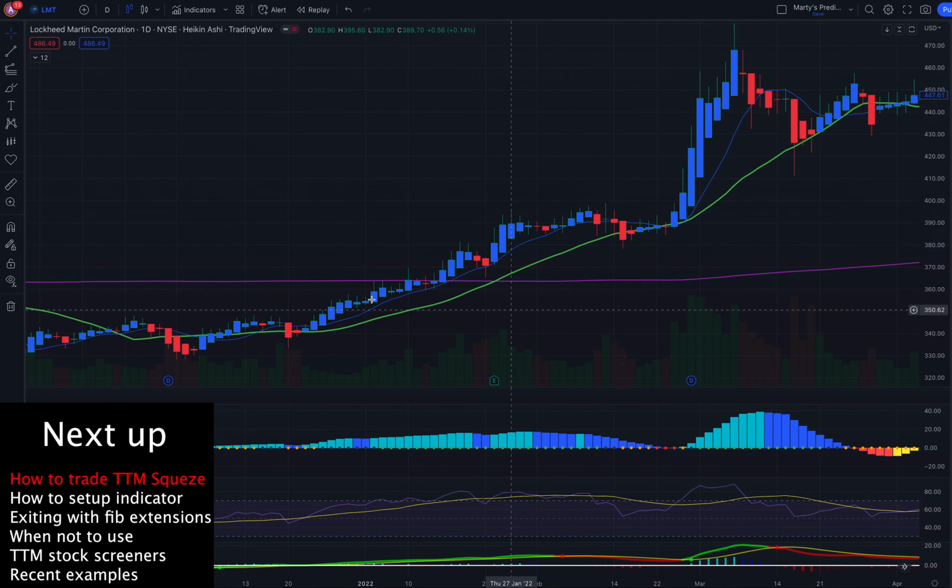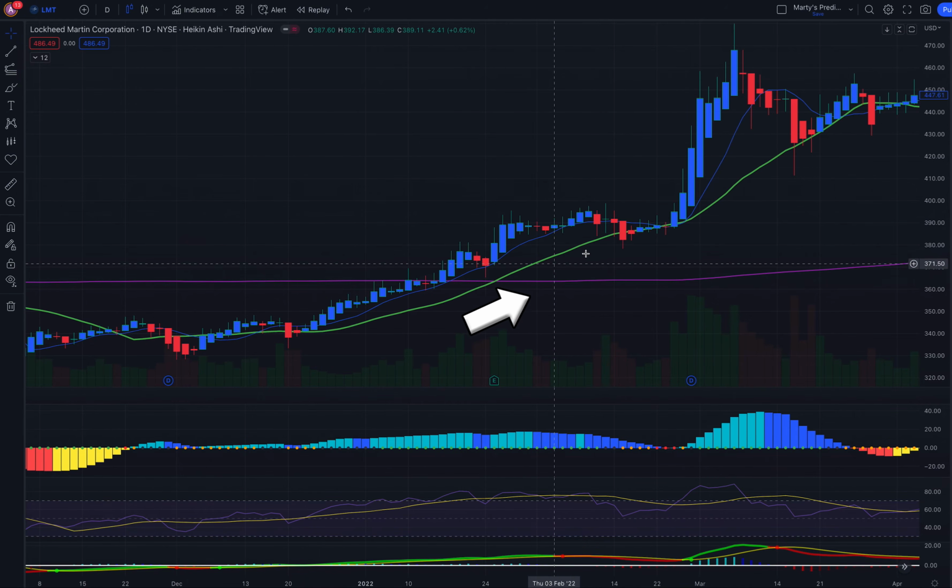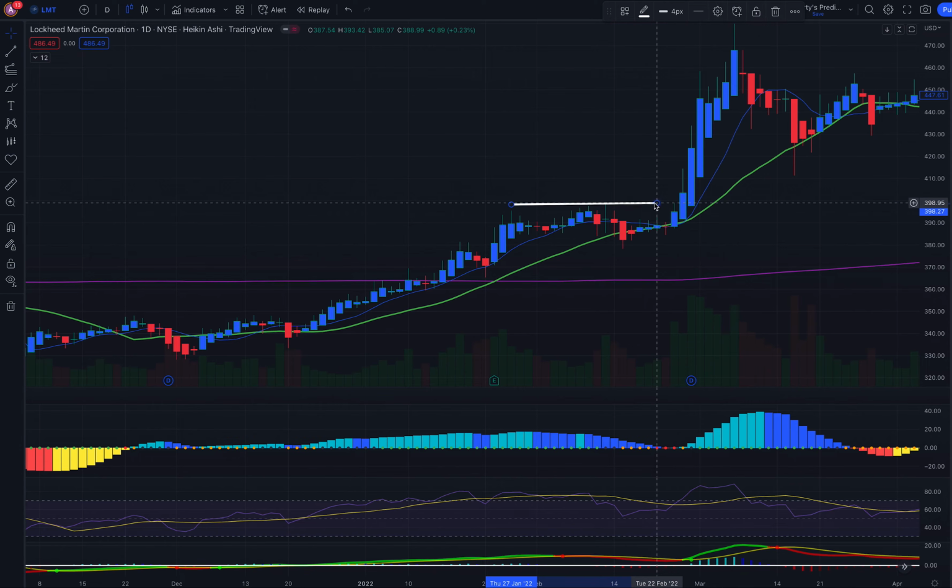What I like to do is look for a trend. And we can say that over the course of several months here, this is clearly trending up. I then like to look for a pattern. In this case, I think many would argue that we have an ascending triangle here. So that's our trend, that's our pattern, and then lastly I look for a squeeze, preferably a tight squeeze, but not necessarily required.